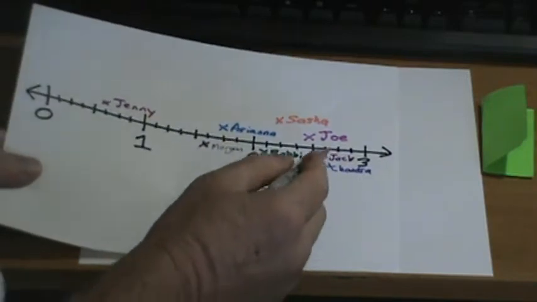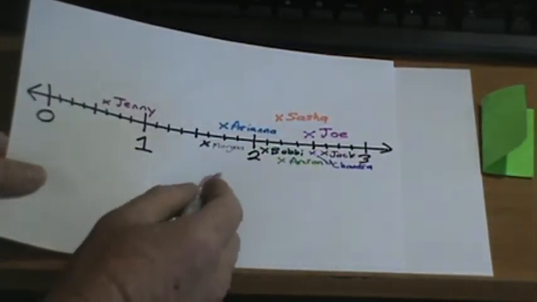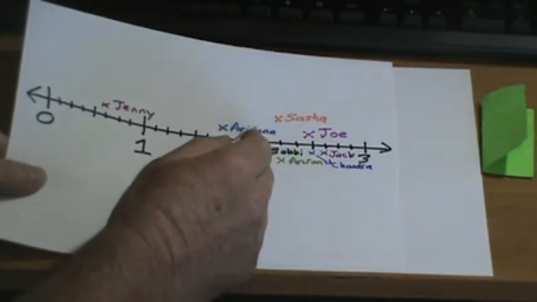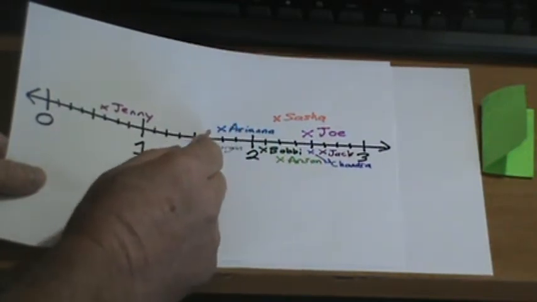All right, let's see what else we got. Number 2B, who ran a mile less than Jack? Well, let's just take a look. We go to Jack right there. I'm glad I did this in different colors. And go back 8. 1, 2, 3, 4, 5, 6, 7, 8. And it looks like it's Morgan again.